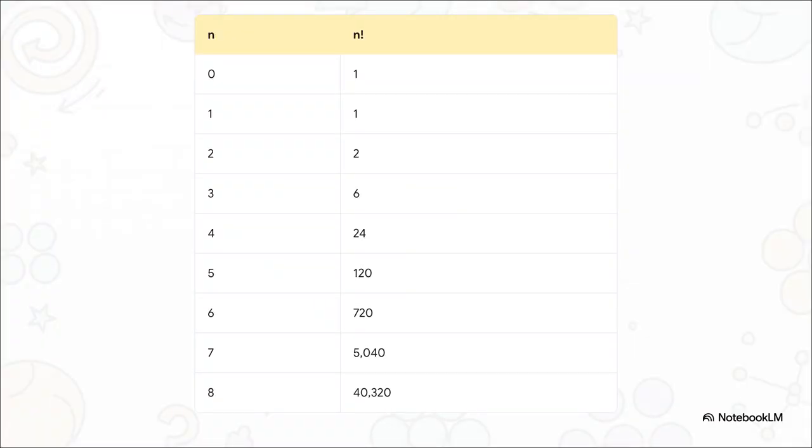Now check out this table. This is where things get wild. Look at just how fast these factorial values grow. At 2 factorial, we're at 2. No big deal. By 5 factorial, we're already at 120. But by the time we hit 10 factorial, the number has absolutely skyrocketed to over 3.6 million. This isn't just growth, it's explosive.